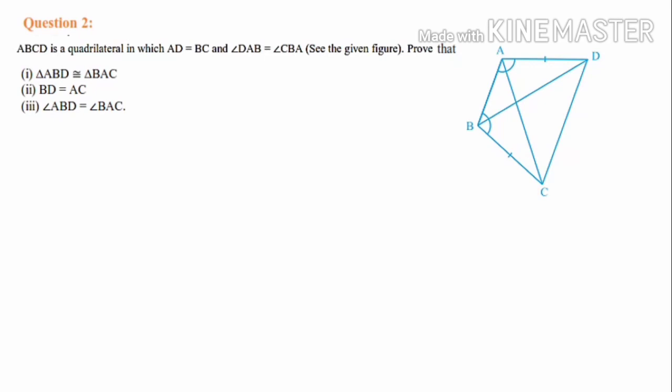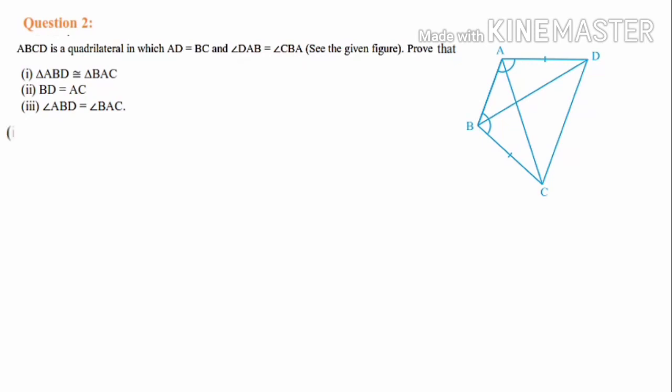So for that, the given conditions are there. AD equal to BC, that is marked here with the single cuttings. AD and BC are equal. And angle DAB, here it is DAB, it is marked with a single arc. And angle CBA, this is also marked with a single arc, means these two angles are equal.